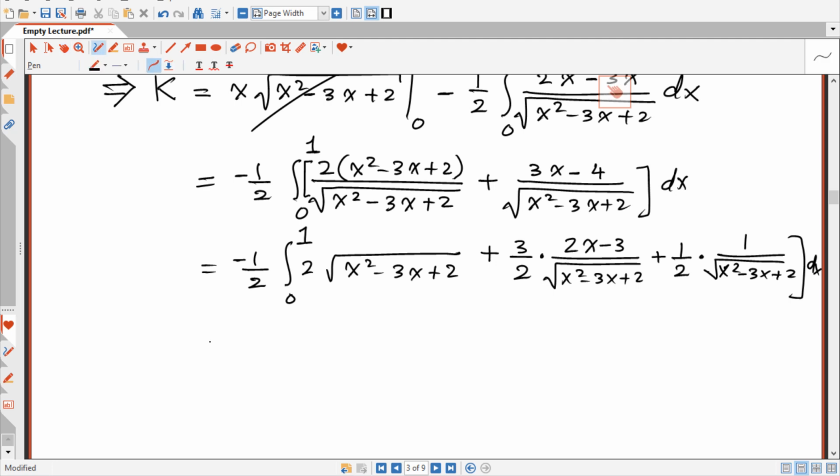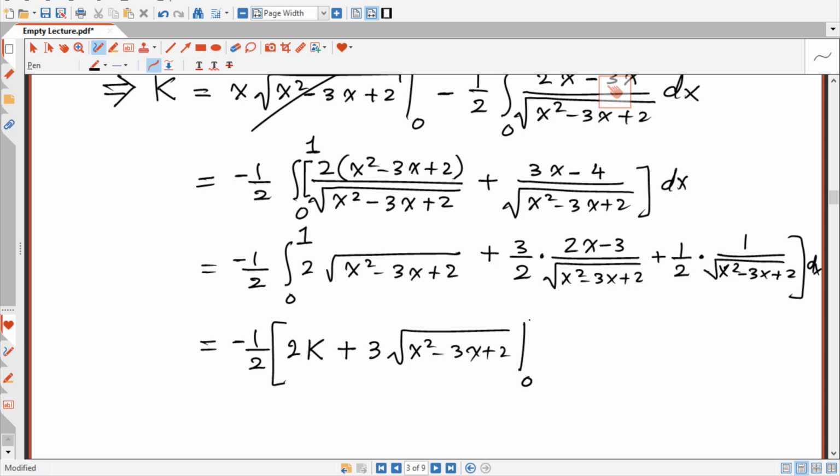So this is equal to 1/2 minus 1/2 times 2k, that's the integral, plus this integral here, which we can evaluate using the chain rule. If we take this square root to the numerator, it's going to be minus half plus 1, that's half, over half. So we're left with 3 times the square root of x squared minus 3x plus 2 evaluated from 0 to 1, plus j over 2.